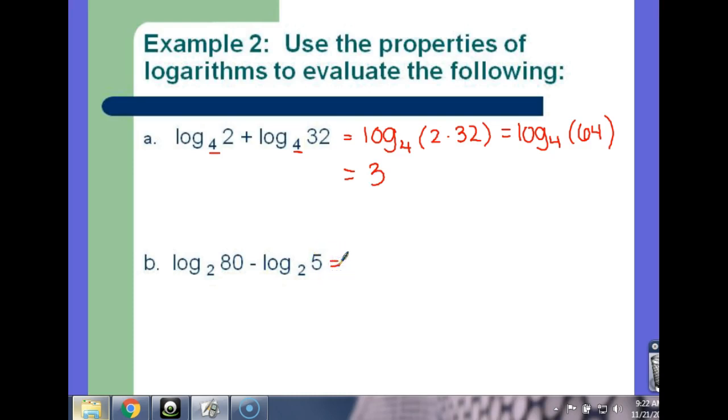Subtraction is the opposite property. It turns to division. So you get log base 2 of 80 divided by 5. So 5 goes into 80 16 times. And then the question becomes, okay, 2 to what power is 16? 4.